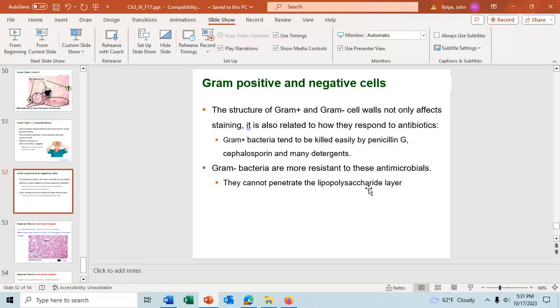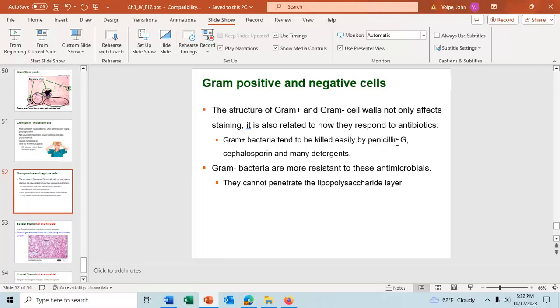Some of them work on gram-positive cells and not on gram-negative. Penicillin G's the only one we're going to really talk about that way, but I already mentioned penicillin V. And then there are other antibiotics, which we're not going to really talk about, so you don't need to know this, that work only on gram-negative cells.